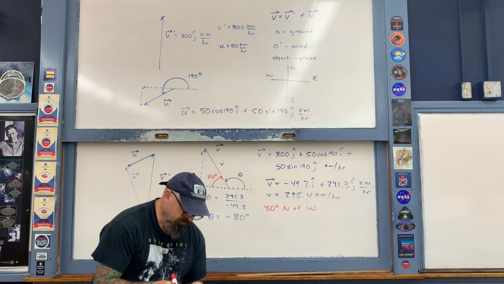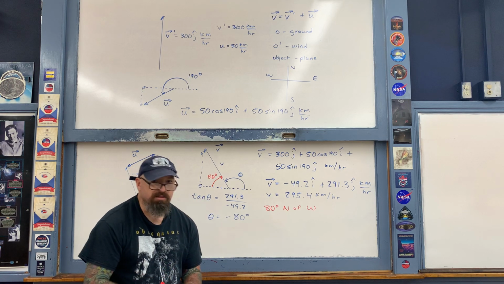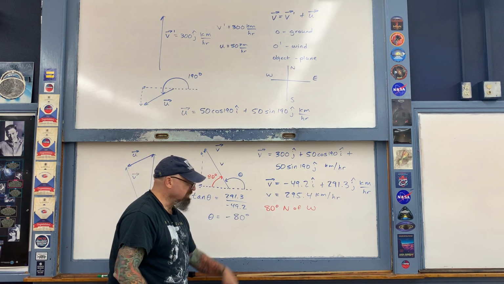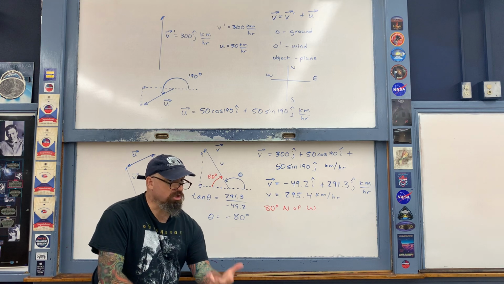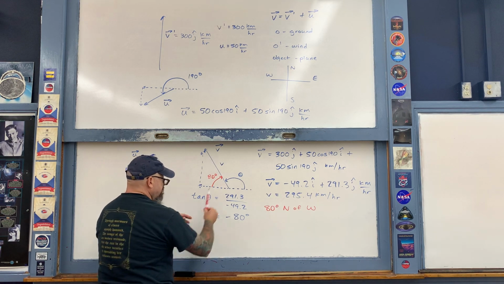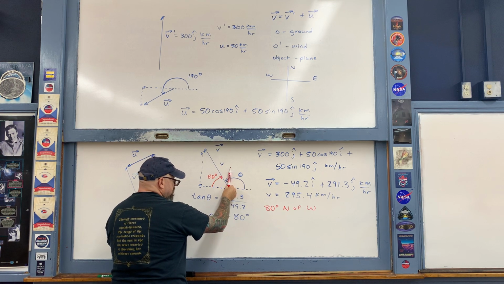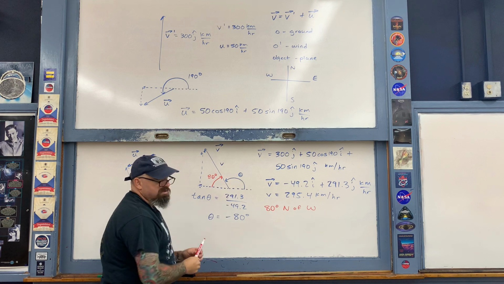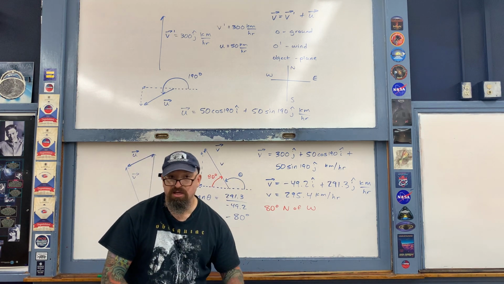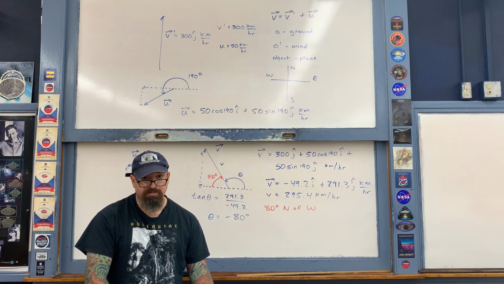Let me double check this, by the way. Yeah, okay, that's correct. Negative 80 degrees. So 80 degrees north of west. Now, alternatively, you could also describe the angle with respect to north, like so in this direction, as 10 degrees. In this case, this would be 10 degrees west of north. Either way of stating the angle is perfectly acceptable.